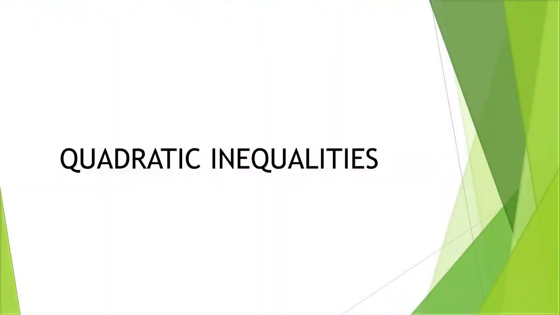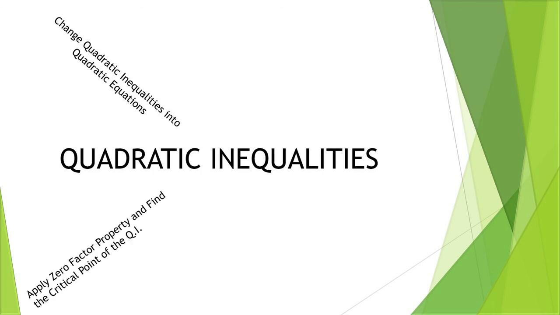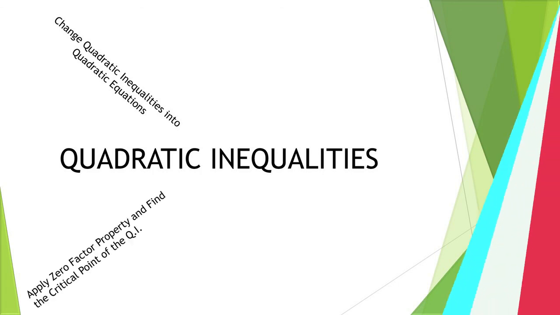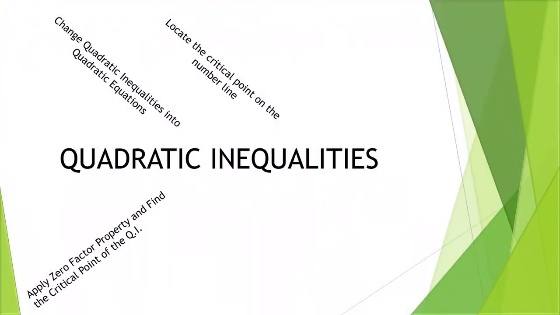Once again, how to solve quadratic inequalities. First, change the quadratic inequality into a quadratic equation. Second, apply the zero-factor property and find the critical points of the quadratic inequality. Third, locate the critical points on the number line. Fourth, choose a test point and check if the result satisfies the inequality. Again, write the solution of the inequality and check the solution if possible.